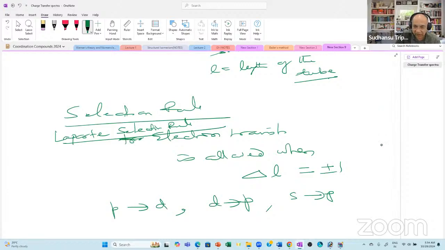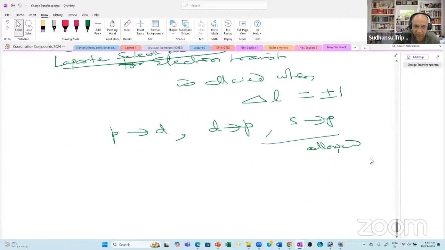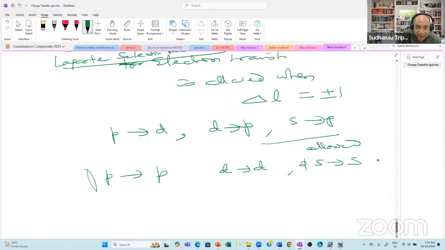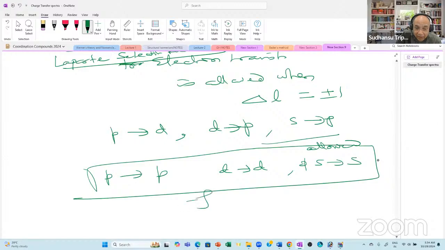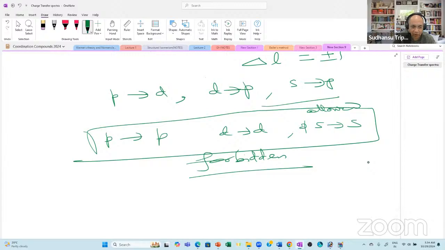But P to S is allowed, while P to P, D to D, S to S, these are banned, forbidden. Forbidden, don't take it literally. We have some rules to break down. Forbidden means they are not allowed to that extent.